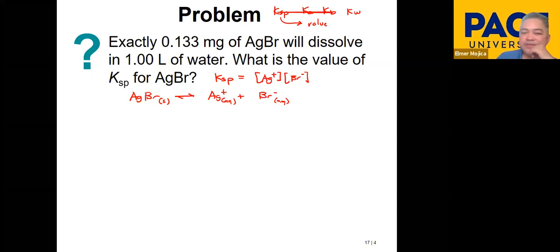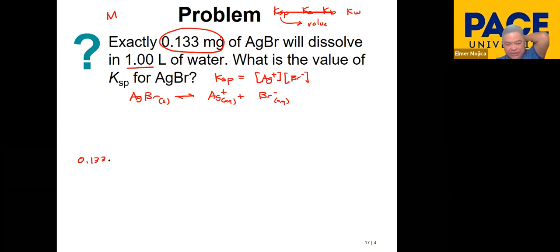You can determine the equivalent in moles of the 0.133 milligram of silver bromide that dissolved in 1 liter so that you will get the unit in molarity. Okay, so for instance, if I have 0.133 milligram there, I can multiply it with what? For 1 gram, I have 1,000 milligram.